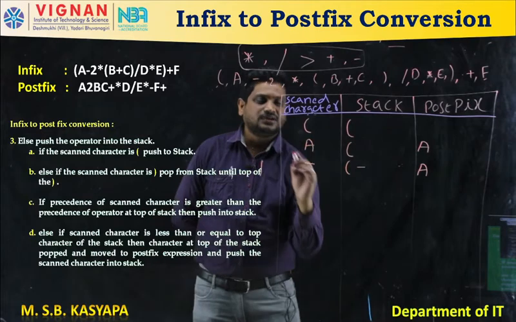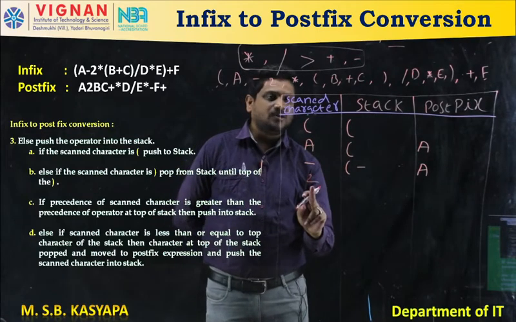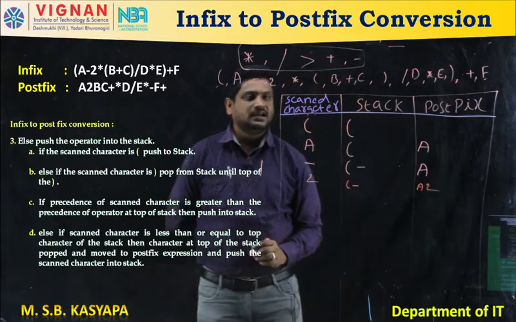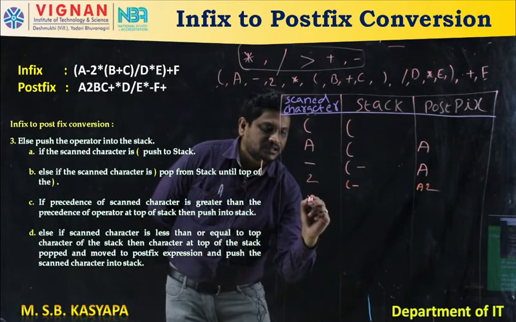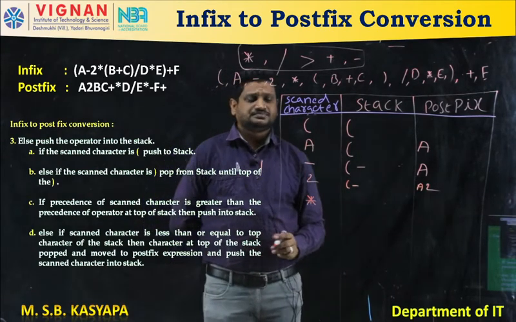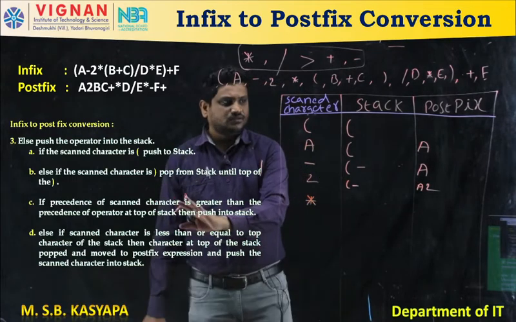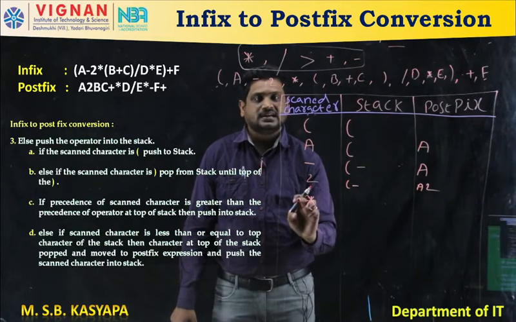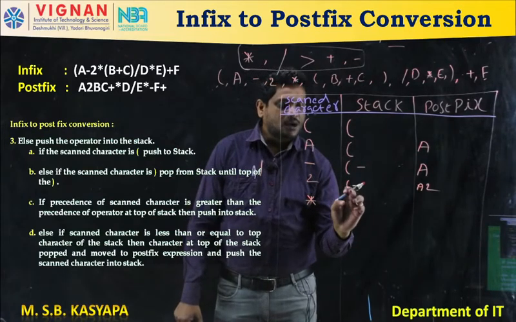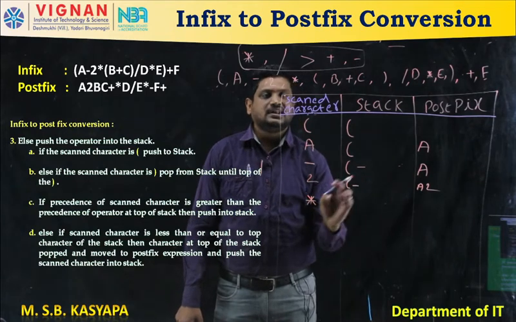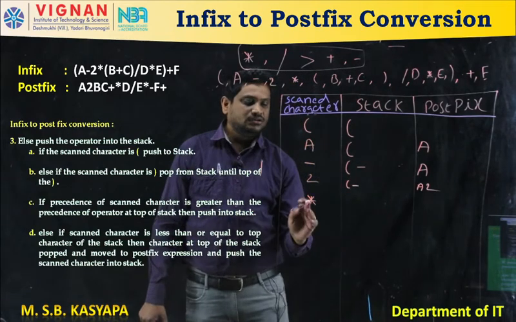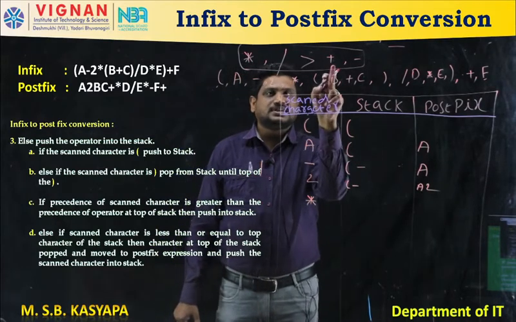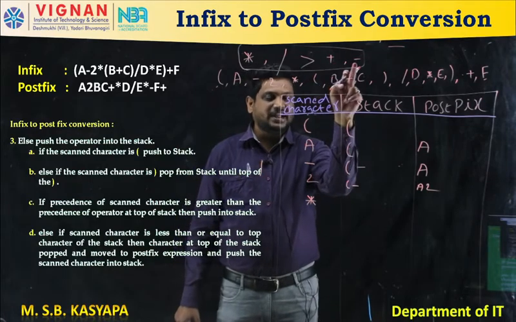Now, next I have to read 2. 2 is an operand, so directly I have to move it to the postfix expression: A and 2. Next character is star. Now, see the third step, what I have said: if the precedence of the scanned character is greater than the top operator available in the stack, then I can directly move it to the stack. The star or multiply precedence is greater than plus or minus.